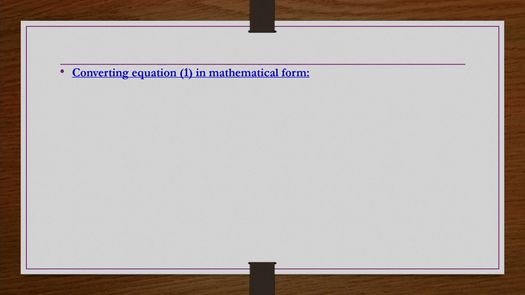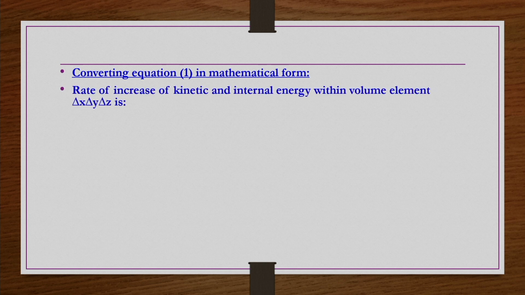Now, what we are going to do is convert equation 1 into mathematical form. In the first part, on the left hand side of equation number 1, we have the rate of increase of kinetic plus internal energy within the volume element delta x, delta y, delta z. If you write that, it is nothing but ∂/∂t of (half rho v square plus rho U tilde) multiplied by delta x, delta y, delta z.